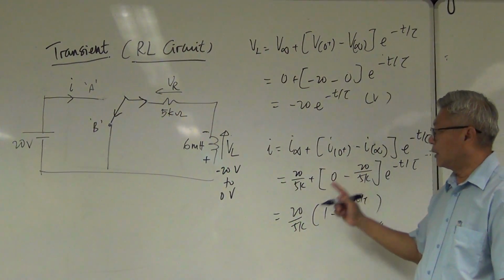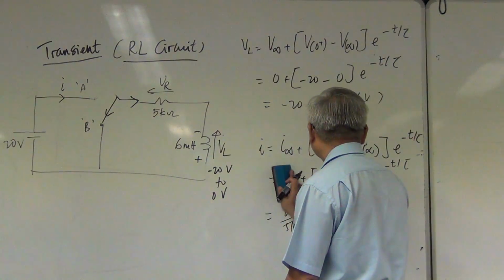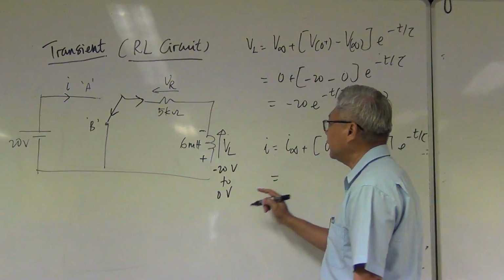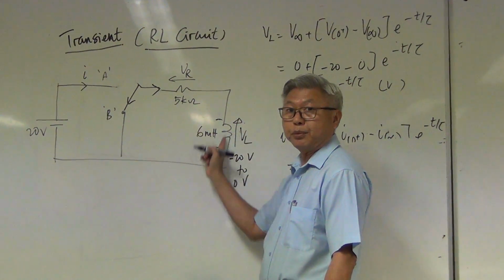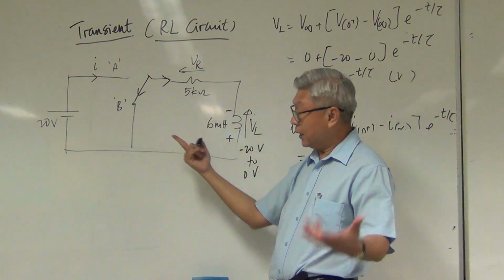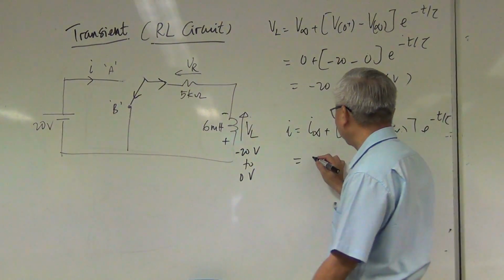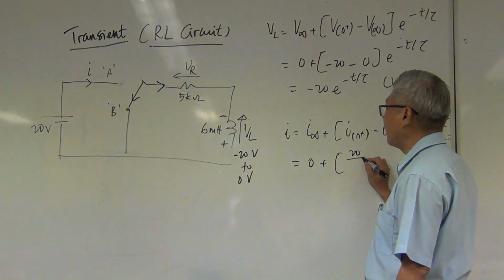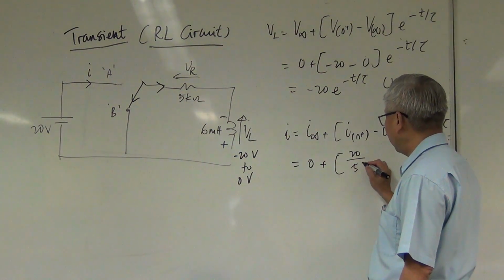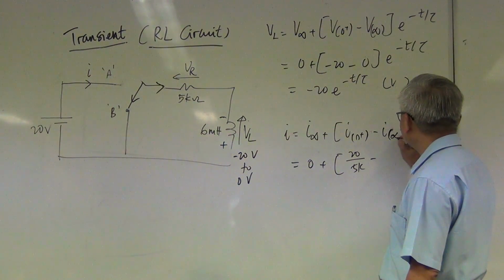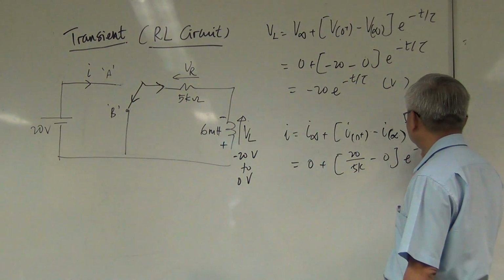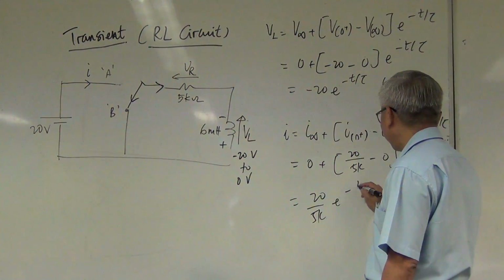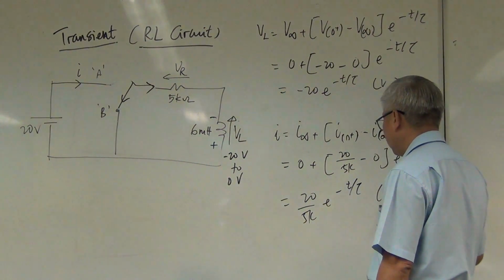Alright, let's test the current. What is my current finally? Finally, the energy will be used up, right? Finally, there should be no current in it, so it's 0. Initially, it is 20 volts divided by 5k. So that is equal to 20 over 5k, e to the minus t over the time constant.